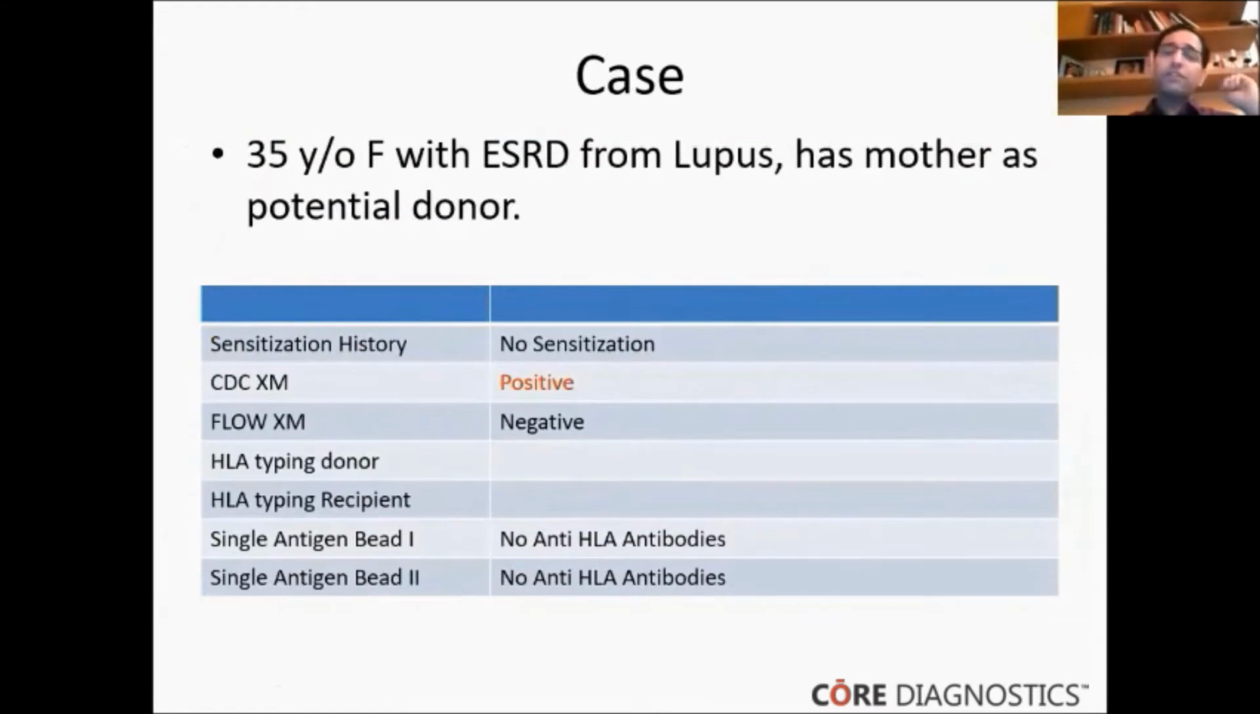You have a 35-year-old female with kidney disease from lupus. Her mother comes as a donor. She has no previous sensitization history, isn't married, and so doesn't have any kids, and has a CDC crossmatch which is positive. Flow crossmatch is negative. You do the single antigen bead class 1 and class 2, and there are no anti-HLA antibodies. So why is the CDC crossmatch turning positive?